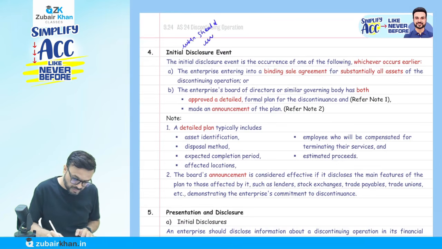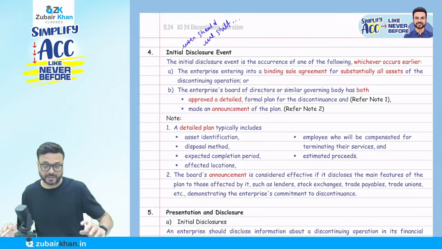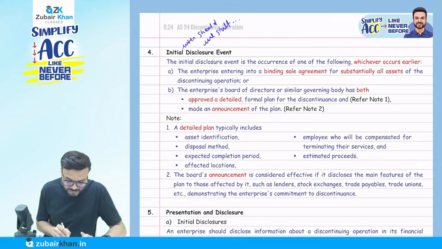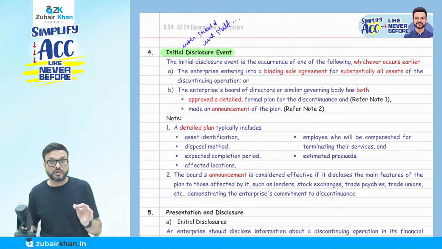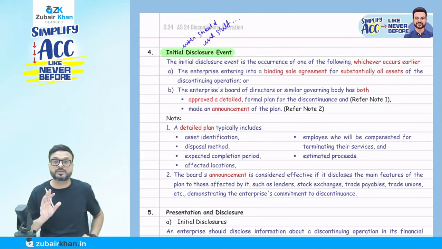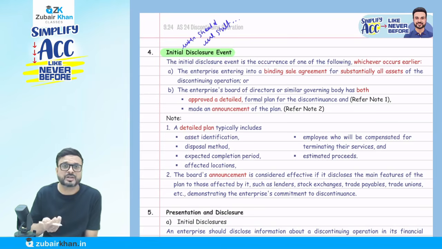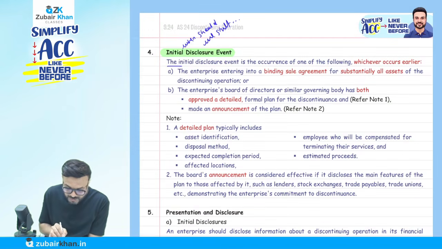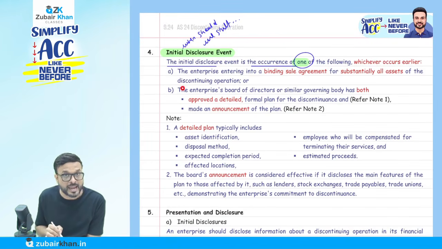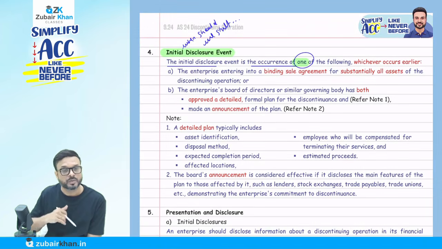When should we start disclosing about the discontinuing operation? Understand that when the initial disclosure event happens, we should start disclosing about a discontinuing operation. What is the initial disclosure event? The initial disclosure event is the occurrence of one of the following. How many points do they have? Two, A and B. If any one happens, we should start disclosing.